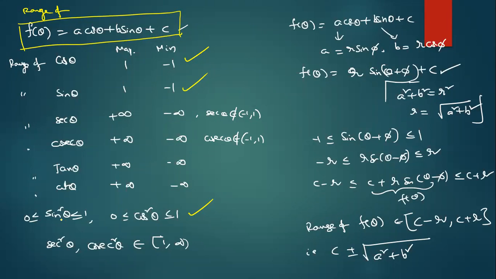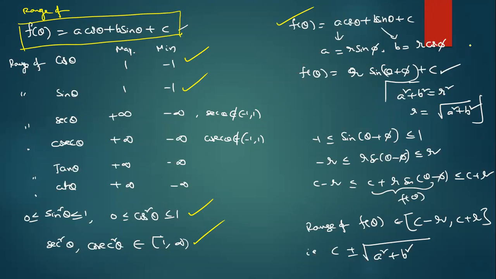Now, what is the range of modulus of sin theta? It is the same as the range of sin square theta. Be careful. Similarly, secant square theta, cosecant square theta, for these two trigonometric identities, the range is 1 to infinity.